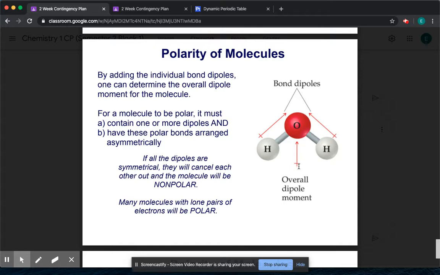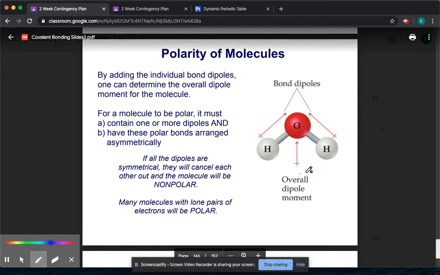When you add them up, what you end up getting is this. This is the result of those two pulls. This one's pulling this way and this one's pulling this way. And what that results in is a total polar or dipole moment, what they call, of going straight up. So this is what you get. You feel a force going straight up. When you add these two up, you get the blue arrow. So this is saying that by adding the individual bond dipoles, which are the red arrows, you can determine the overall. This bottom arrow would be the overall.